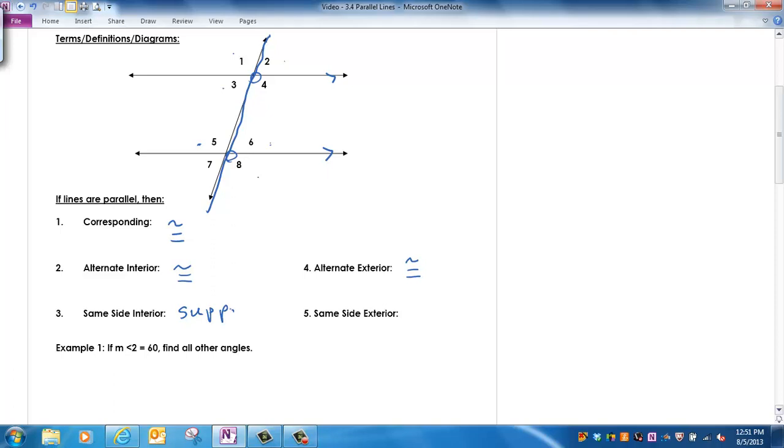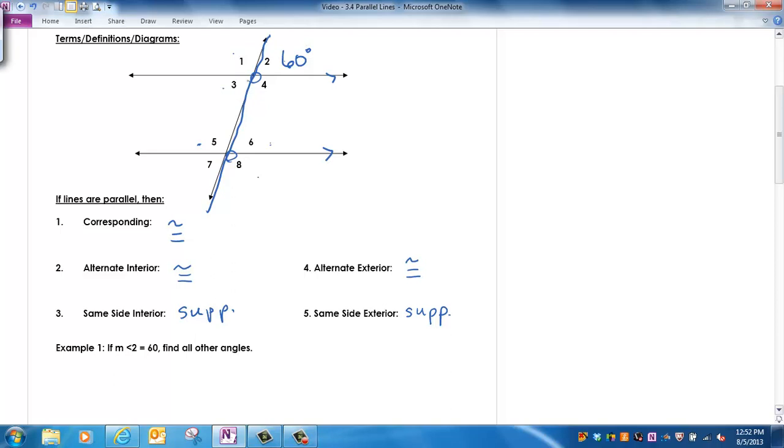Same thing goes for exterior. Same side exterior like 2 and 8, not the same, but supplementary. Let's see how this works with some numbers. Let's say, for example, I tell you that angle 2 is 60 degrees, and I want to find all the other angles. Well, let's work through what we know to be true.